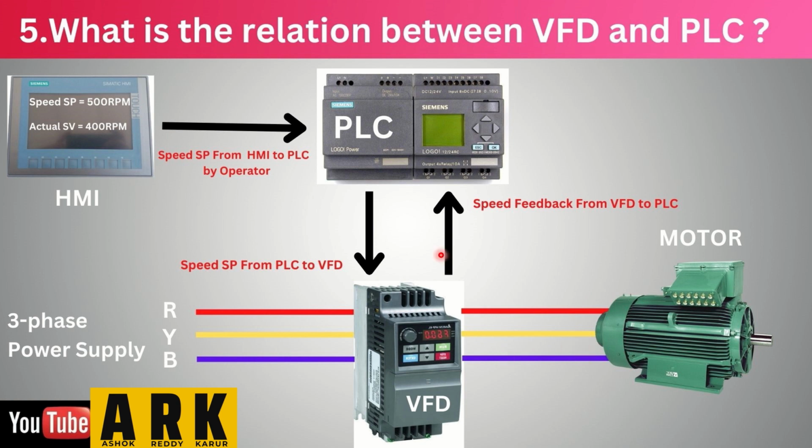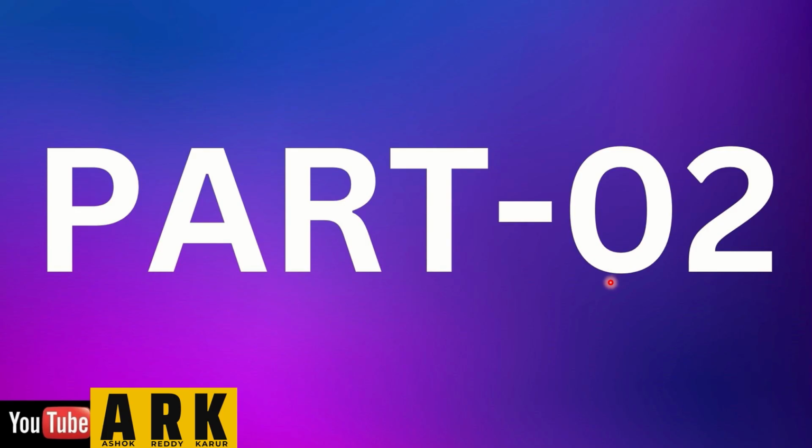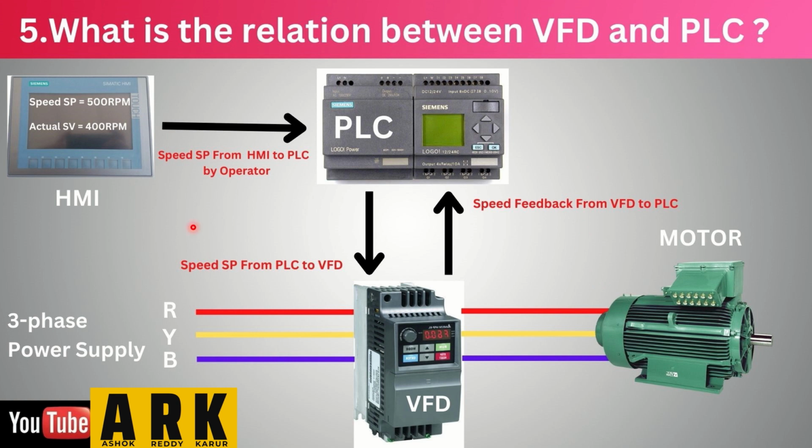Anyway, we are giving the set point of 500 RPM, but how do we know that the motor is also running at the same speed or not? That's why we take the speed feedback from the VFD to the PLC, and the same from the PLC to the HMI. Then only will we know we are giving 500 speed and it is also running at 500 speed. So that's it. You can explain this much only.